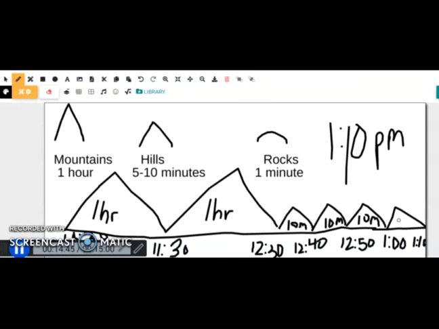So hopefully this has helped you see the difference in how that number line works for telling time. It makes it easier to visually see it.